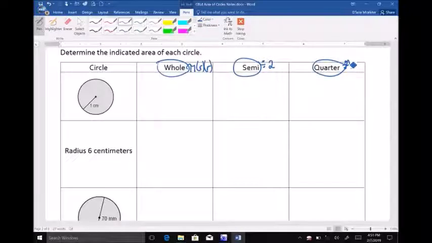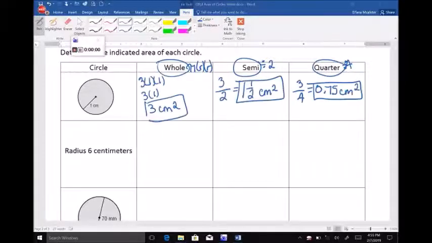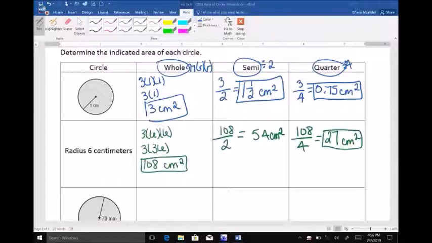Could I get a volunteer to come find the area of the whole circle for the first one, the half circle for the first one, and the quarter circle for the first one? Take a moment to make sure that you have the work shown in your notes. Now, let's get a volunteer to do the next one with a radius of 6 centimeters. Take a moment to make sure that you have all the work for the circle with a radius of 6 centimeters.